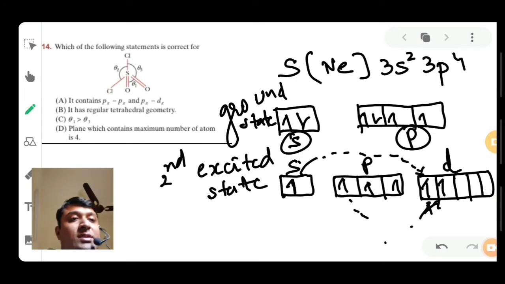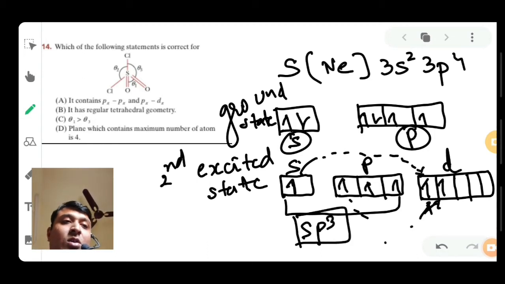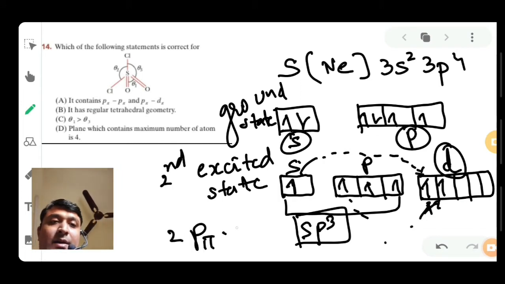So you can see in ground state the arrangement is different, and in second excited state the pairing of electrons that was there in s and p orbital is totally removed. Okay, so here s and p orbital will undergo sp3 hybridization. Okay, and oxygen will try to form a pi bond with d orbital. Okay, so 2 p pi d pi bonds will be formed over here. No p pi p pi bond is possible over here.